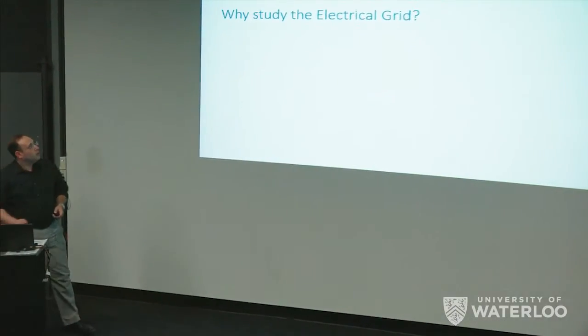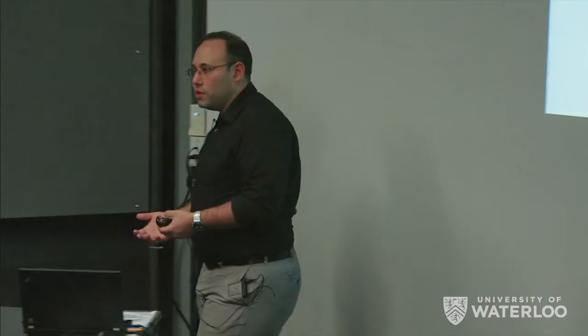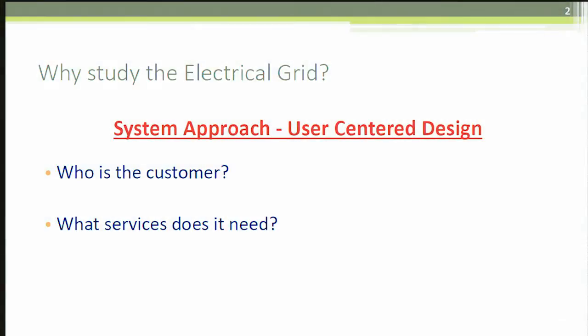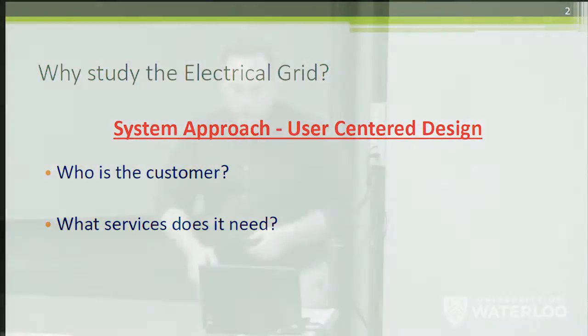So, why study the electrical grid? When it comes to the design of any product, you have different approaches, and unfortunately sometimes the approach is that we build something and hopefully we find a place to use it. The idea here is to take a system approach or a user-centered design. So you look at who your customer is and what services they need. For that reason, we look at the electrical grid and what kind of services they look at, and especially at the Ontario market, where potentially our first part is going to be.